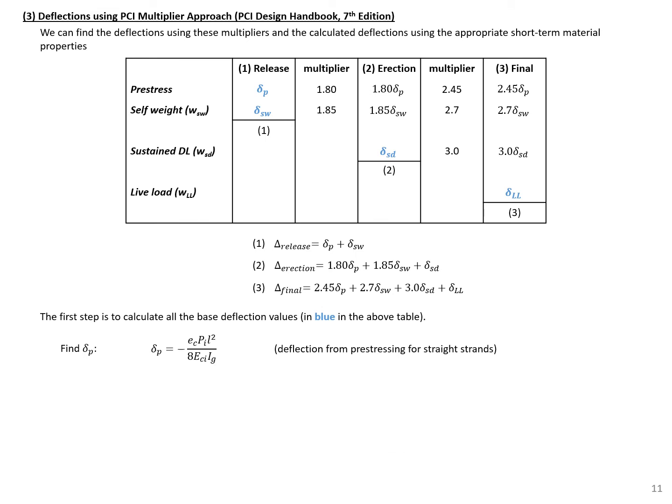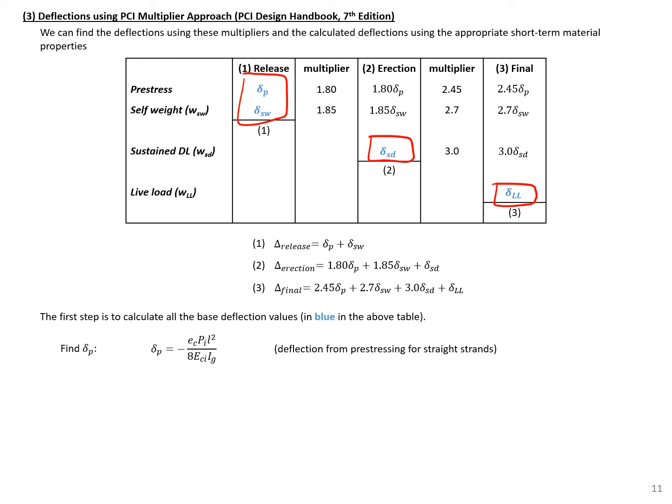The final part of this problem is to determine the deflections using the PCI Multiplier approach. The first step that we'll do in this approach is we want to calculate all of our base deflections, which I'm highlighting in blue in this table. The first base deflection that we'll find is our deflection due to pre-stressing.